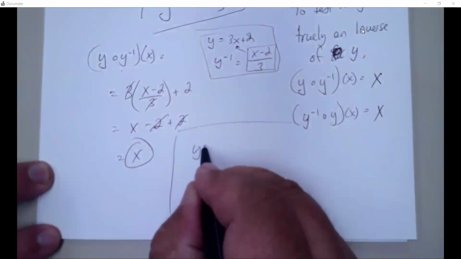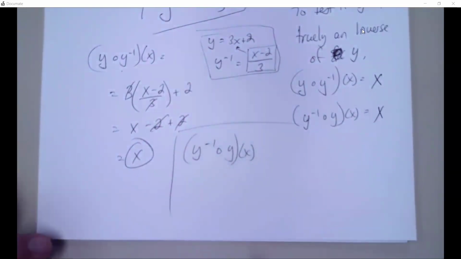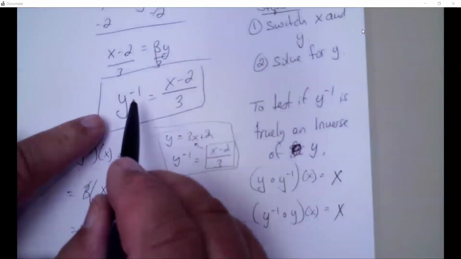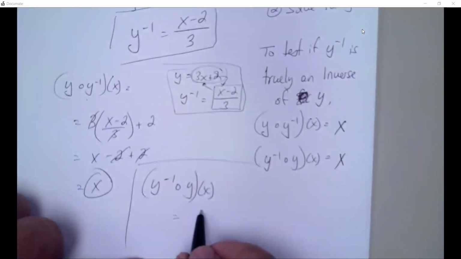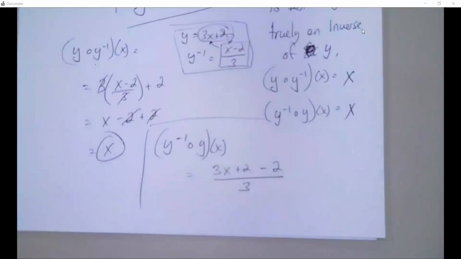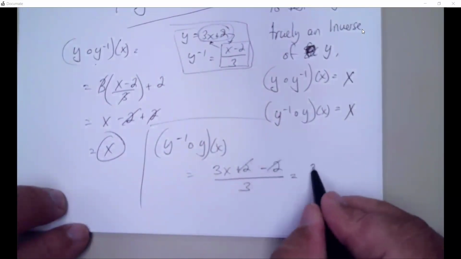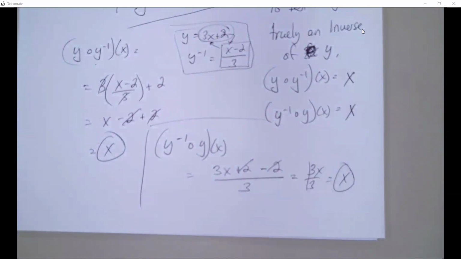The second one, I check the other direction. I take this equation and plug it into that. So I have 3x plus 2 minus 2 over 3. On the top, the 2 and minus 2 cancel. 3x over 3, the 3's cancel, equals x. So they're truly inverses of each other. So that's the test.